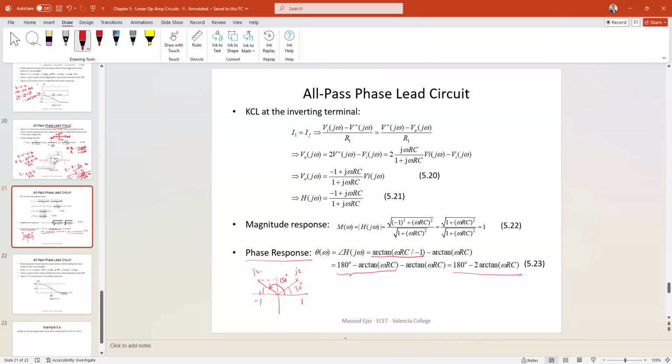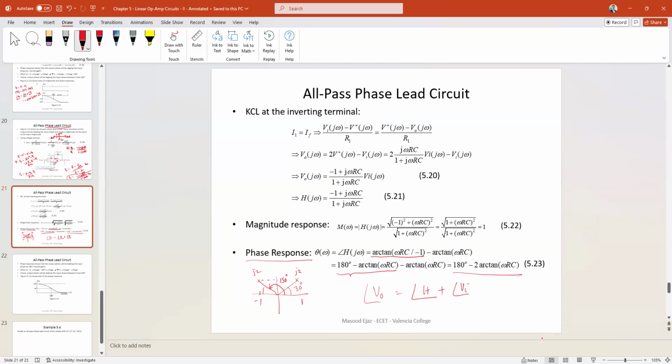Once again, when omega is 0, then your phase is 180 degrees. That means phase of the output, which is equal to phase of H plus phase of the input. When omega is 0, the output is going to be leading the input by 180 degrees. When omega is infinity, then arctan of infinity is going to be 90 degrees times 2, 180. 180 minus 180 is 0. So when omega is infinity, very large frequency, output and input phase are going to be the same.